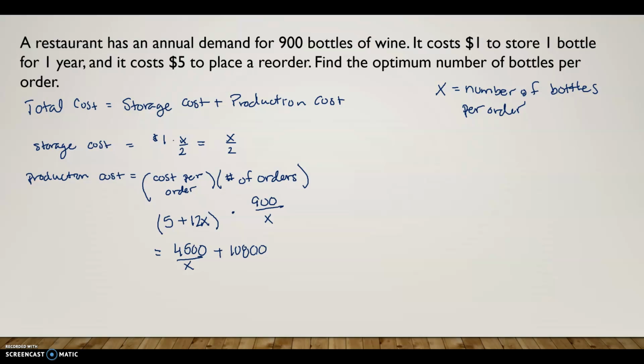And so the reason why the actual price of the bottle of wine doesn't matter is that when we have a constant and we're going to optimize it, which means we're taking the derivative, it becomes a 0 anyway. So the number itself does not affect what the optimum number of bottles is, right? So that cost per bottle does not affect your optimum number. Okay, so I'm going to write my total cost now. Total cost is storage costs plus this production costs.